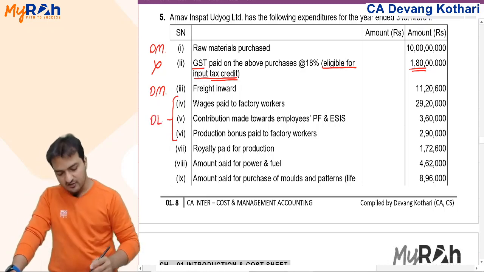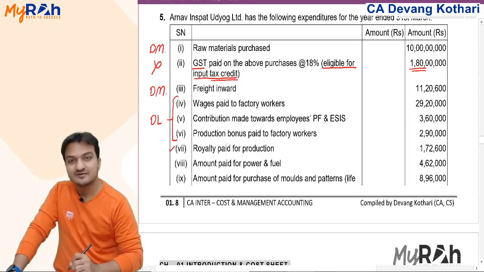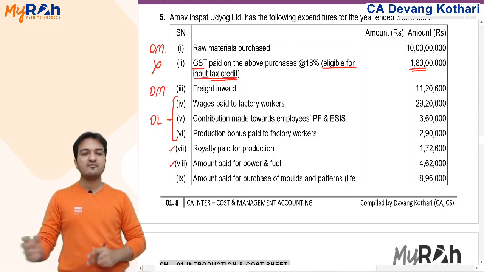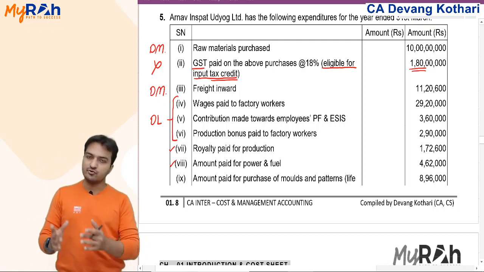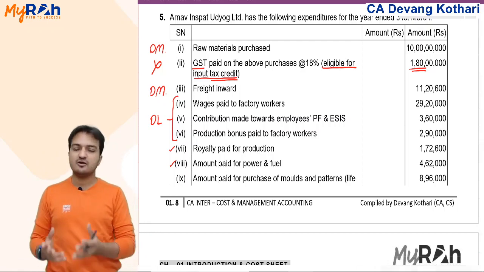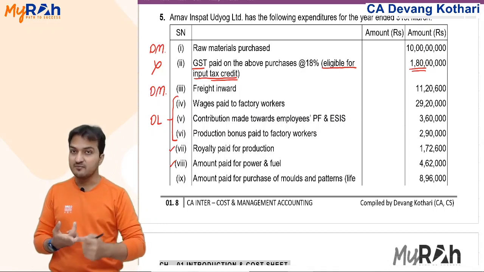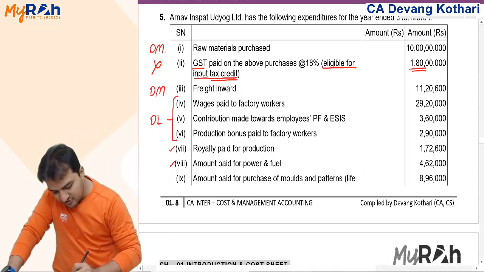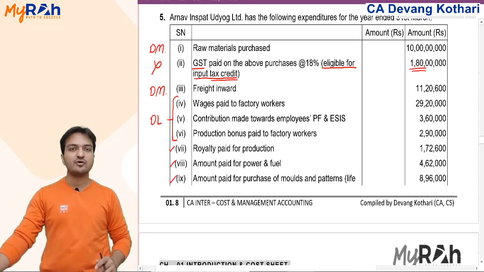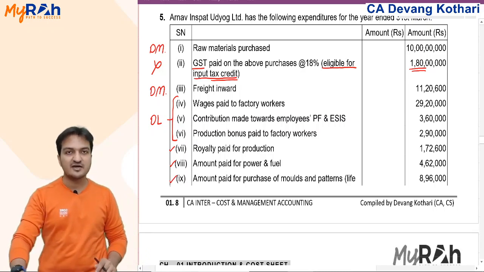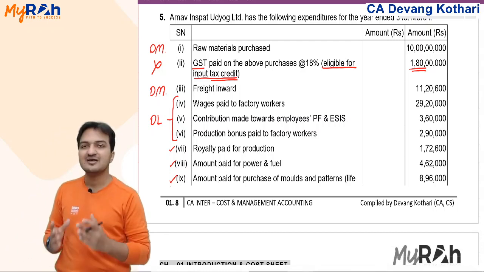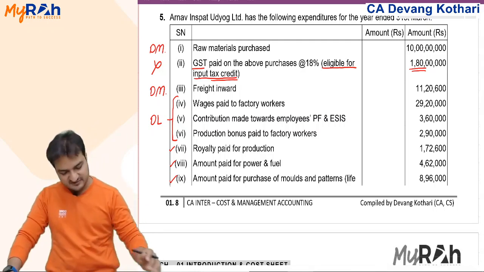Then royalty paid for production, I said it was direct expenses. Amount paid for power and fuel. Power and fuel is also directly incurred to do the production. It is directly incurred to make the production, but it is neither material nor labor, so that falls under direct expenses. Amount paid for purchase of molds and patterns. I told you designing cost or patterns and molds cost for the products that you produce will fall under direct expenses.